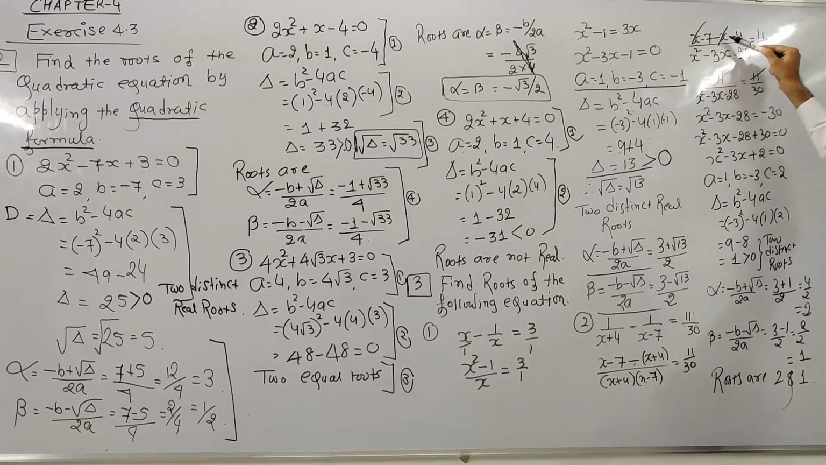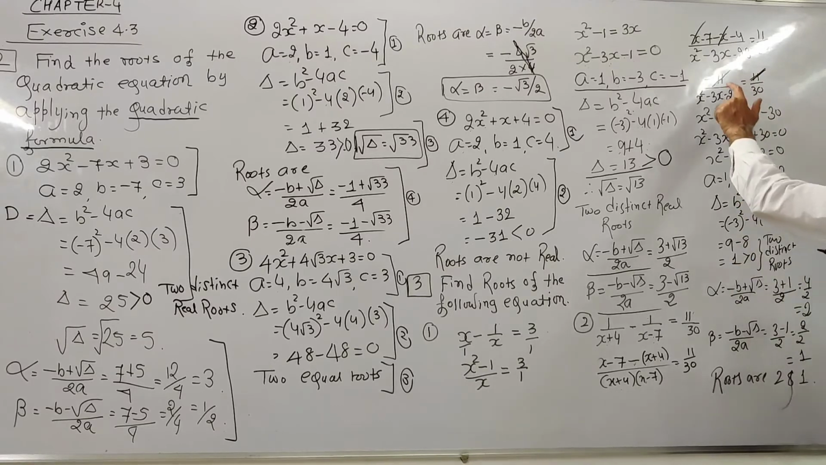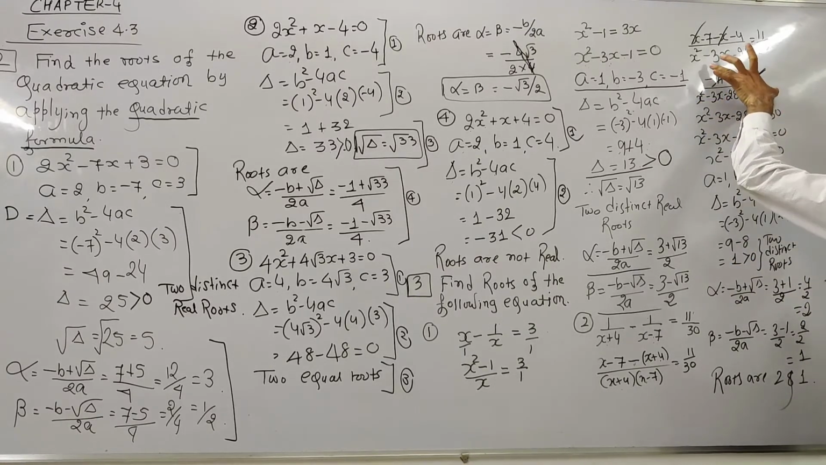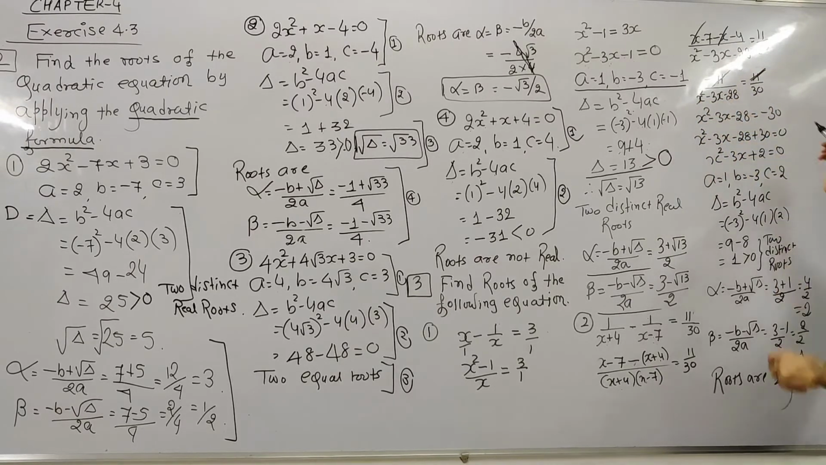So x and minus x cancel out. So minus 7 minus 4 is equal to minus 11. Denominator x square minus 3x minus 28 is equal to 11 by 30. You can cancel this 11, so this is minus 1 and this is 30. If you multiply this, you get x square minus 3x minus 28 is equal to minus 30. If you transpose minus 30 from the right hand side to the left hand side, it becomes plus 30 is equal to 0. So x square minus 3x plus 2 is equal to 0.